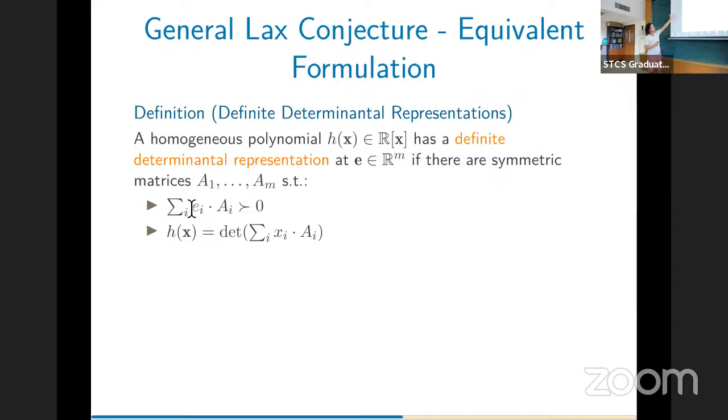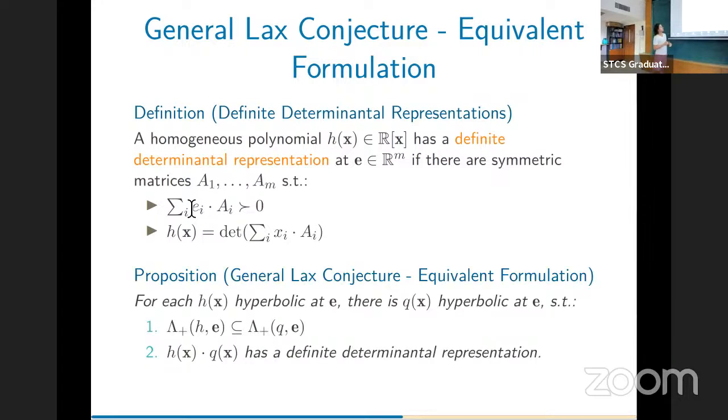So clearly, if I have a definite determinant representation, I'm a determinant and hence hyperbolic in this direction. But not all hyperbolic polynomials have this. The last conjecture was that in 3 variables, they all have this representation. But when you go to more dimensions, it's no longer true by a dimension counting argument, because there are a lot more hyperbolic polynomials.